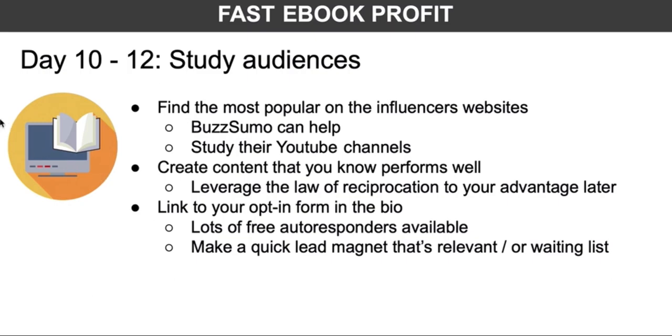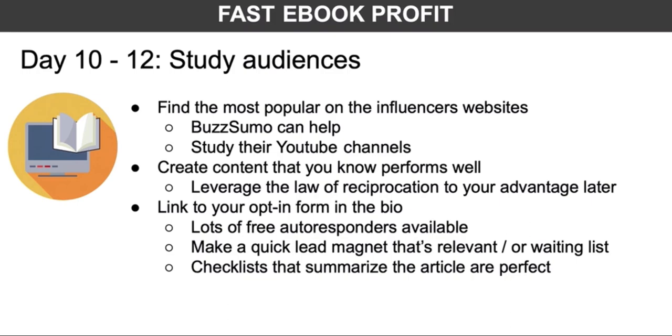So you've got two options. You can make a quick lead magnet that's relevant to the piece of content you're writing about, or you can just have a waiting list. So encourage people to sign up to be notified about your ebook launch. Either way is fine, but if you go for the lead magnet option, which is probably going to get you more conversions, just a checklist that summarizes the article that you've linked from is perfect.